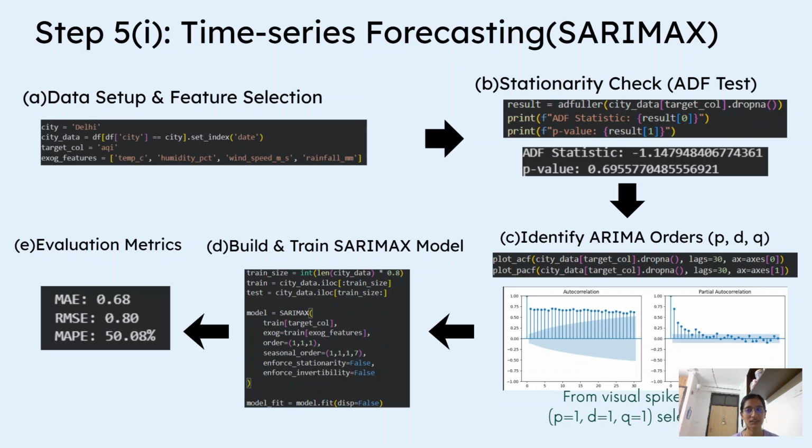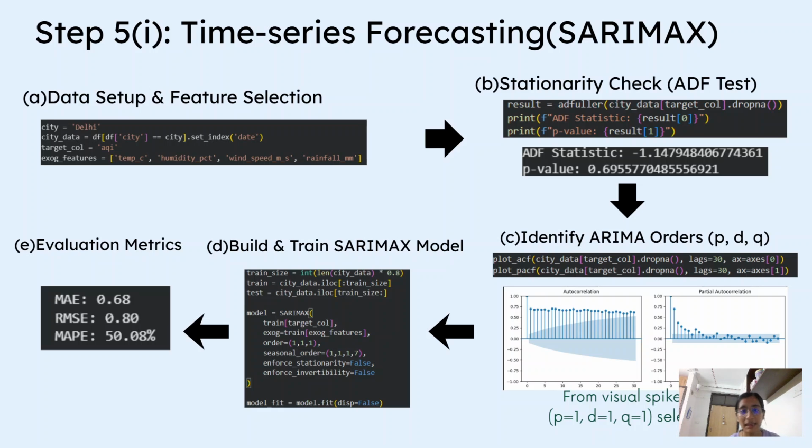Now moving forward to the next step, how we use the SARIMAX model. First we set up the data and do the feature selection step, and then move forward to the stationarity check, which is the ADF test. ADF stands for Augmented Dickey-Fuller test. So first we check if the AQI series is stationary using the ADF test. If the p-value is greater than 0.05, our series is non-stationary. We have to apply differencing. Our purpose behind this is to ensure the model captures stationary temporal patterns.